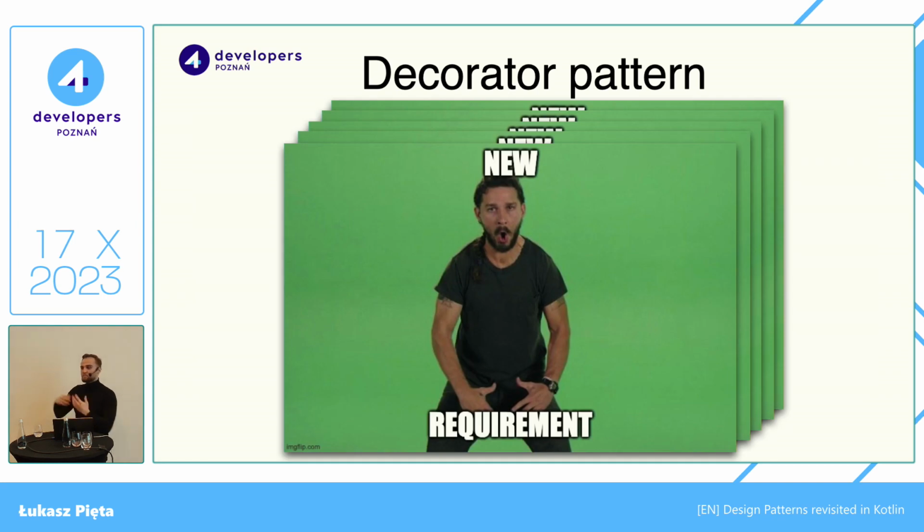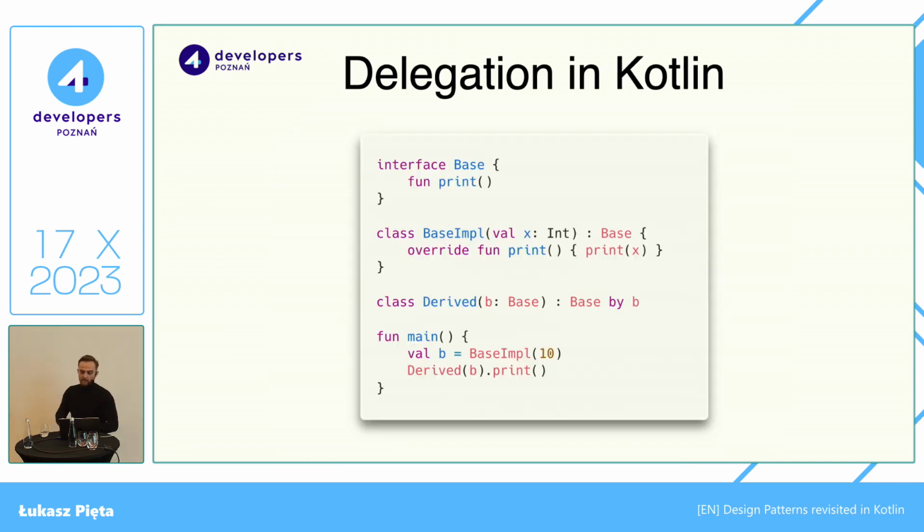And I could continue this story with new requirements, etc. And this monster class with this very strong name will come at the end, and nobody likes it. So the decorator pattern is going to solve this problem. And to understand how to solve it in Kotlin, we need to understand what delegation in Kotlin is.